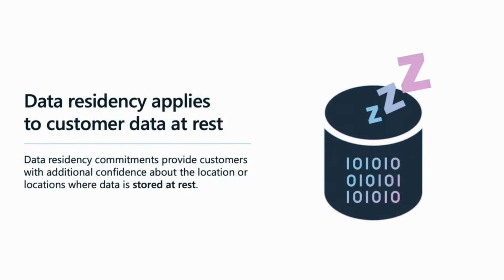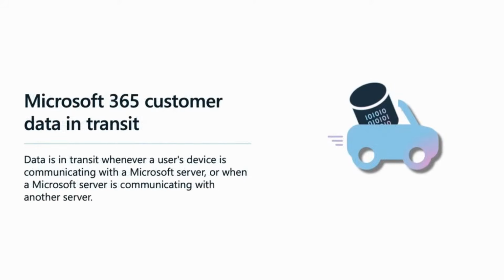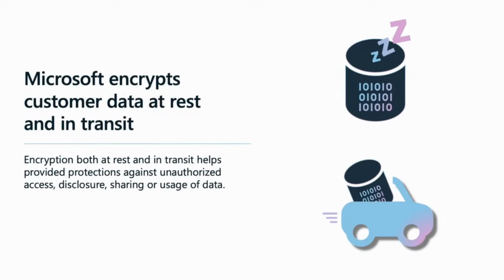Microsoft 365 customer data at rest can include things like files uploaded to a SharePoint or OneDrive tenant, Exchange Online mailbox content like your emails, or Microsoft Teams chat messages. On the other hand, examples of data in transit include mail messages that are in the process of being delivered, or conversations taking place in an online meeting. It's important to note here that data residency does not apply to data in transit. But for both data at rest and data in transit, Microsoft protects your data with one or more form of encryption.